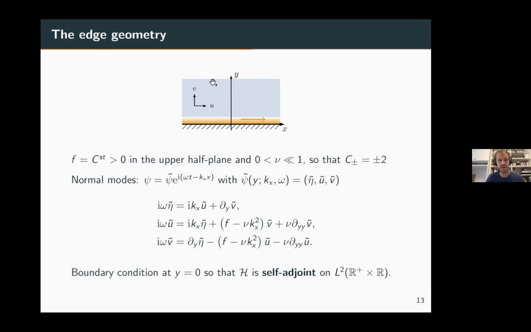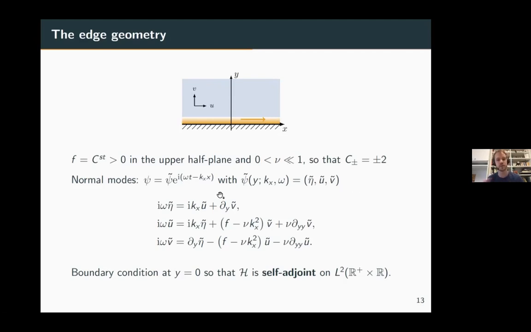Now we have still a model which is translation invariant. So you can decompose the solution with frequency omega and momentum kx, and you are left with this system of ODE that in principle you can solve explicitly. It's a bit tricky, but you can do it. And the only information you're missing is a boundary condition at y equals 0.